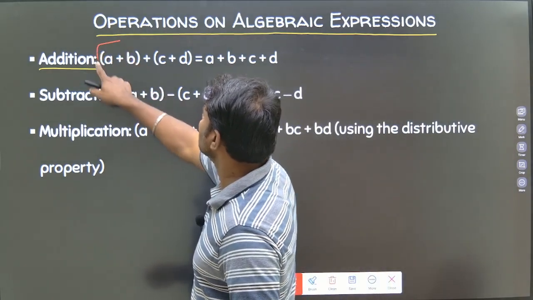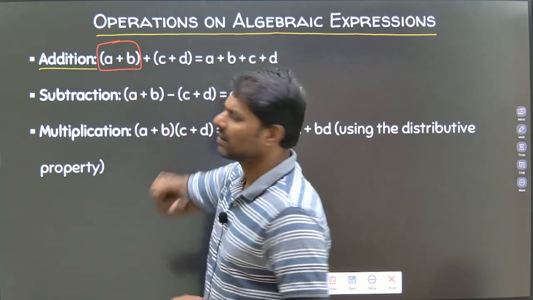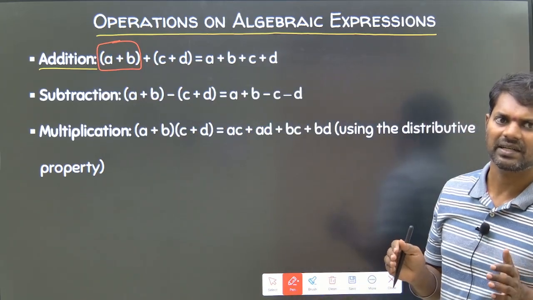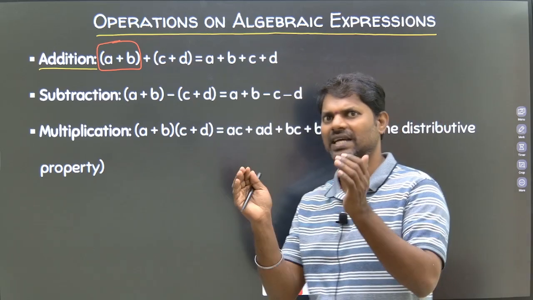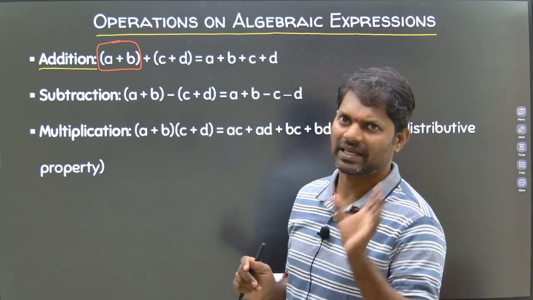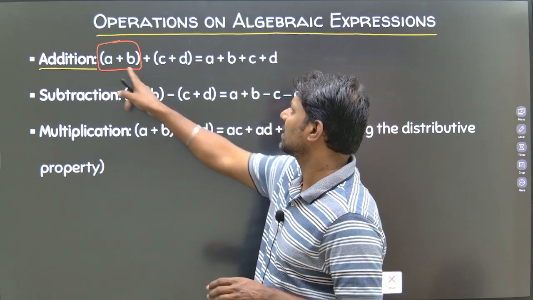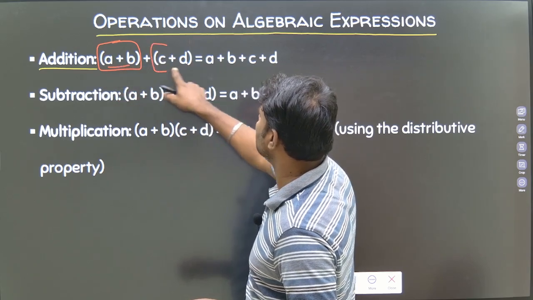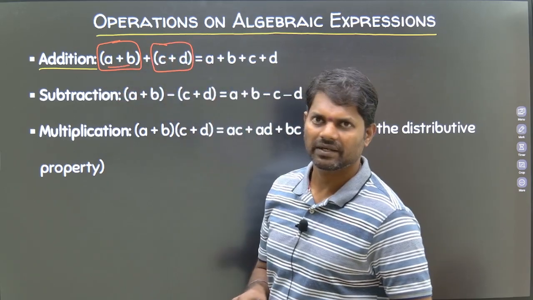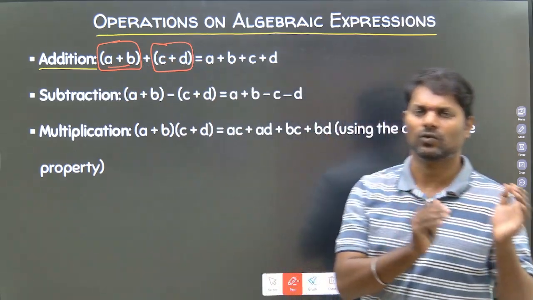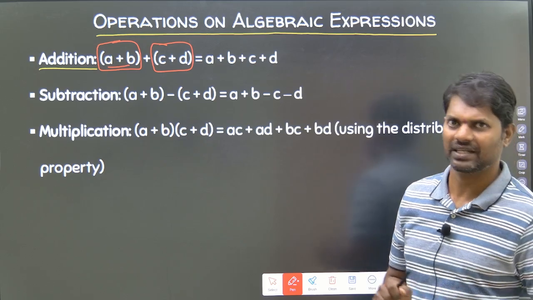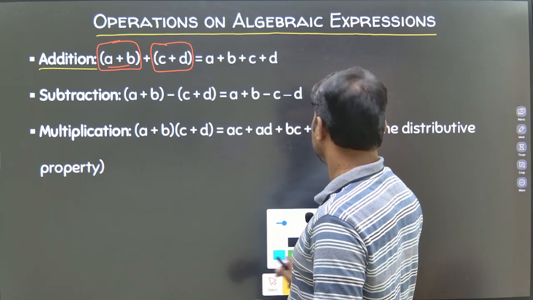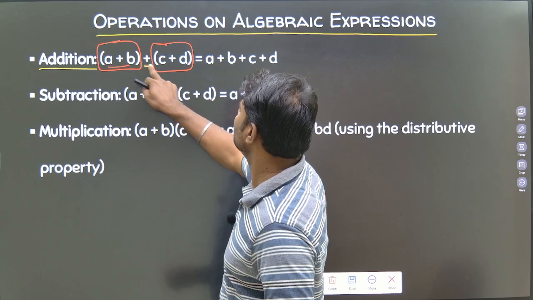See, this is one algebraic expression. So how is the algebraic expression represented? By using parentheses. Inside the parentheses algebraic expressions are written. So here is one algebraic expression, here is another algebraic expression. Within parentheses 2 separate algebraic expressions are written, and those 2 algebraic expressions are added by using the plus operator.